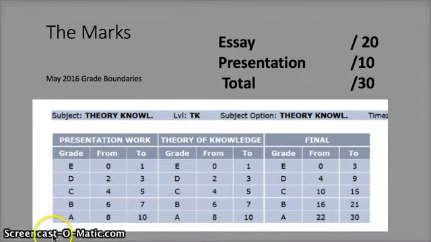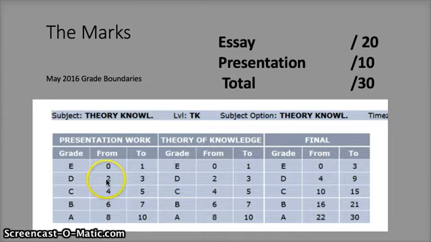So the marks overall in TOK are 20 marks for the essay, a mark out of 10, which is doubled, and then the mark for the presentation, and this adds up to a total of 30. And unlike your other IB subjects, the grade is going to be an A, B, C, D, E grade, and we'll have a look at a minute at the matrix.